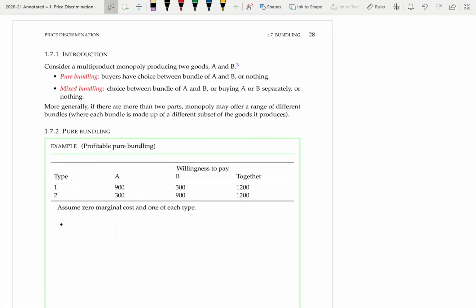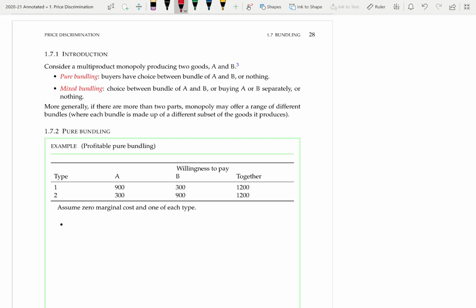So in order to analyze bundling, we're going to introduce some definitions first. Let's consider just the case where there are two goods. So we're looking at a multi-product monopoly producing two goods, A and B. We have what's called pure bundling. So that's where buyers have a choice between a bundle of A and B or not buying anything. They can't buy A or B separately.